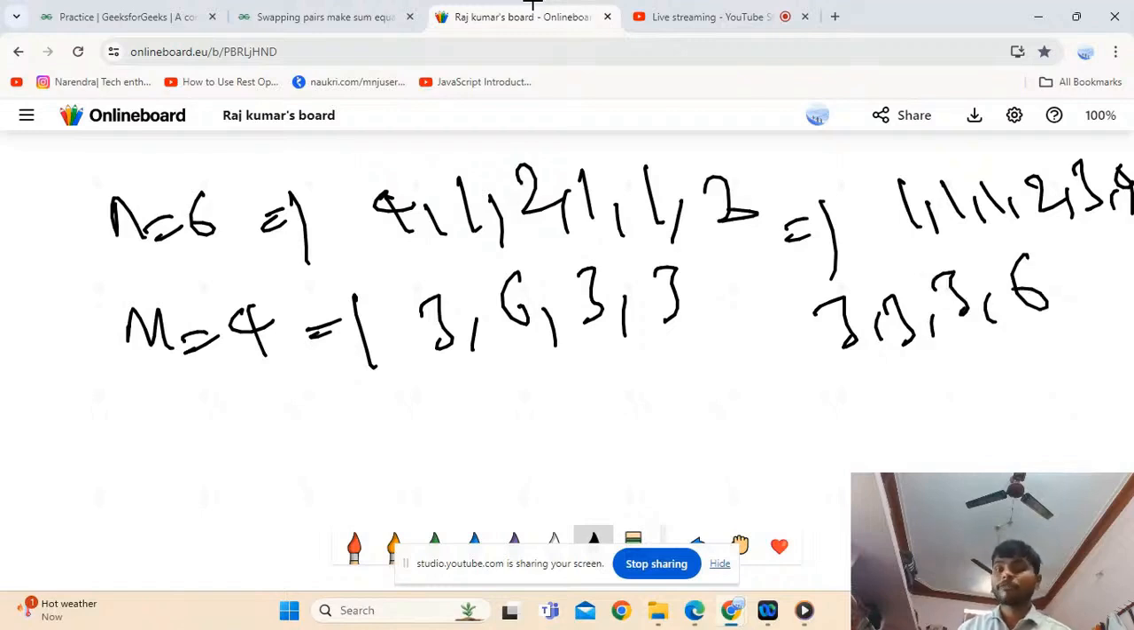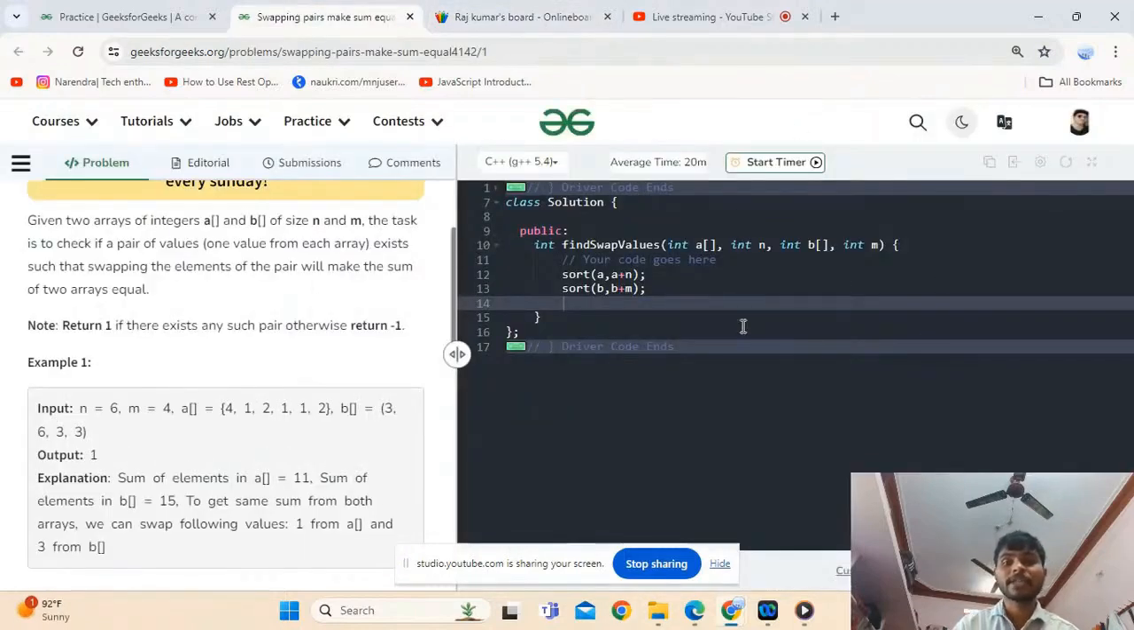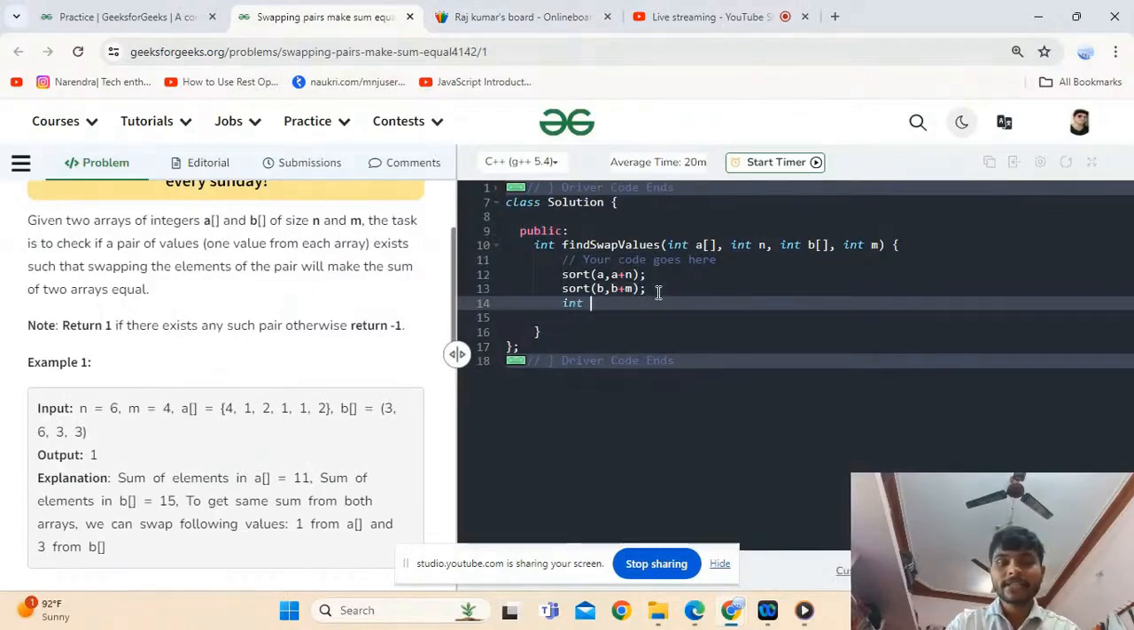If you are moving right side, what happened, numbers are increasing. Here also observing, numbers are increasing. Here also, while we are moving from left to right side, the numbers are increasing. So I am sorting this array, and now I am calculating these two sums.